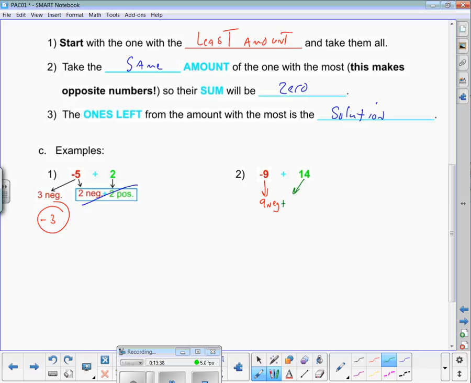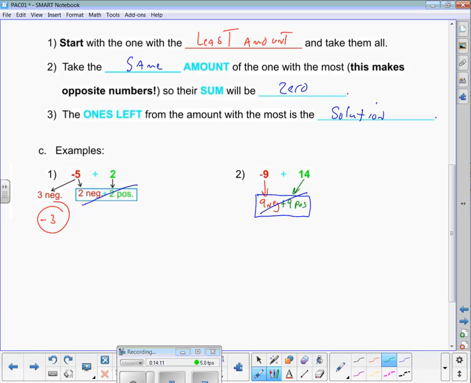So I'm going to use a plus sign and I'm going to do 9 positives. All right, where did I take them out of? The 14 positives. I took 9 of them. Now usually on this step, I like to take and box them in and cross them out, right? Because aren't they opposite numbers? 9 positives and 9 negatives is 0. So what do I do next? What's next?